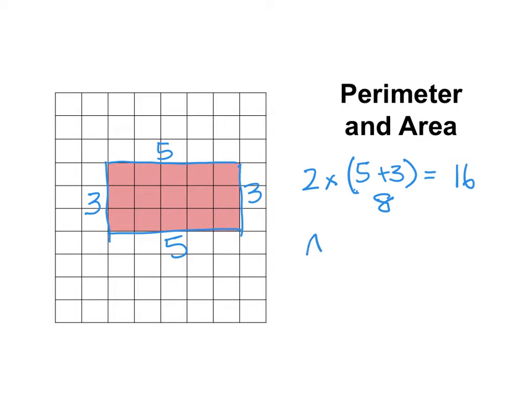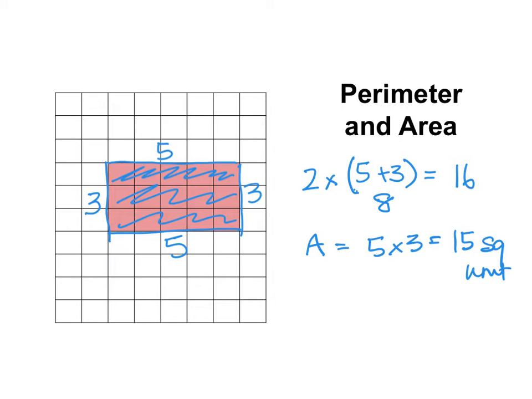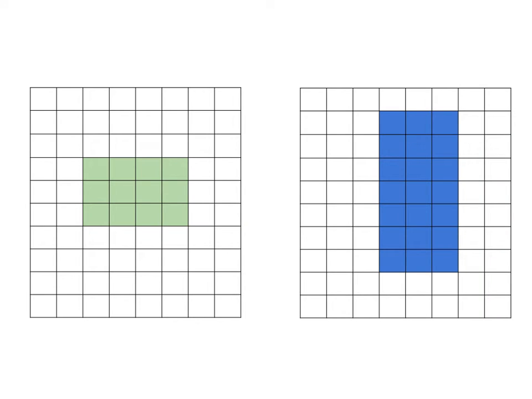For the area, we will count again. How many square units do we have? Well, we've got 5 in a row, and we have 3 rows of that. So that length times the width would give us 15 square units. All right, let's look at another one.